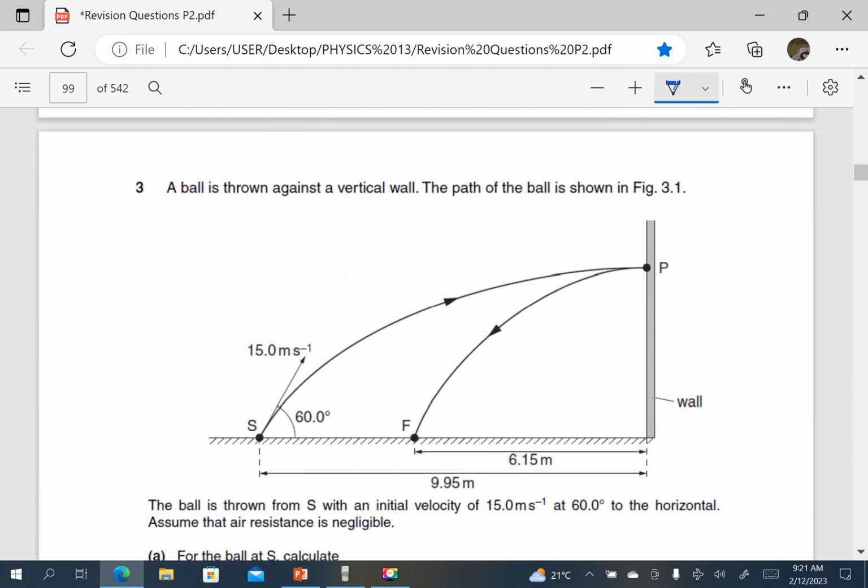A ball is thrown against a vertical wall. The path of the ball is shown in the figure.